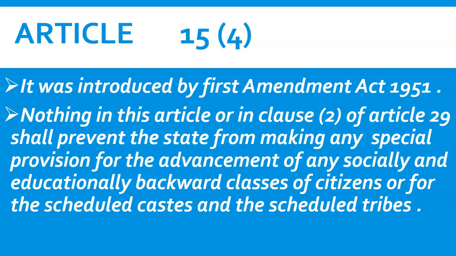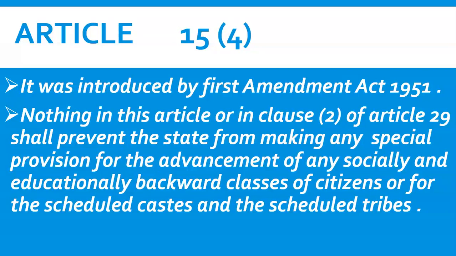So nothing in this article and in Clause 2 of Article 29 shall prevent the state from making any special provision for the advancement of any socially or educationally backward classes of citizens or for scheduled castes and scheduled tribes. Now what does it mean? It means that, for example, if any particular class of citizen is educationally backward as well as socially backward. Socially backward means the social status of that caste is very bad. It is a very socially backward class, as well as the educational background of almost all the people of that caste is very, very bad. Means this caste is socially backward as well as educationally backward.